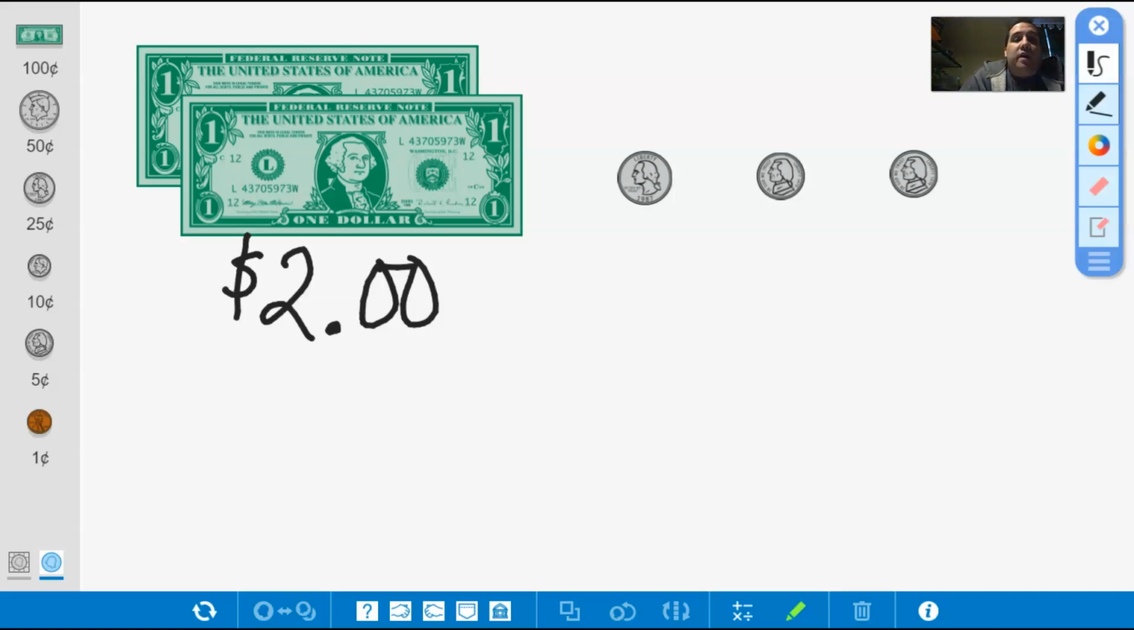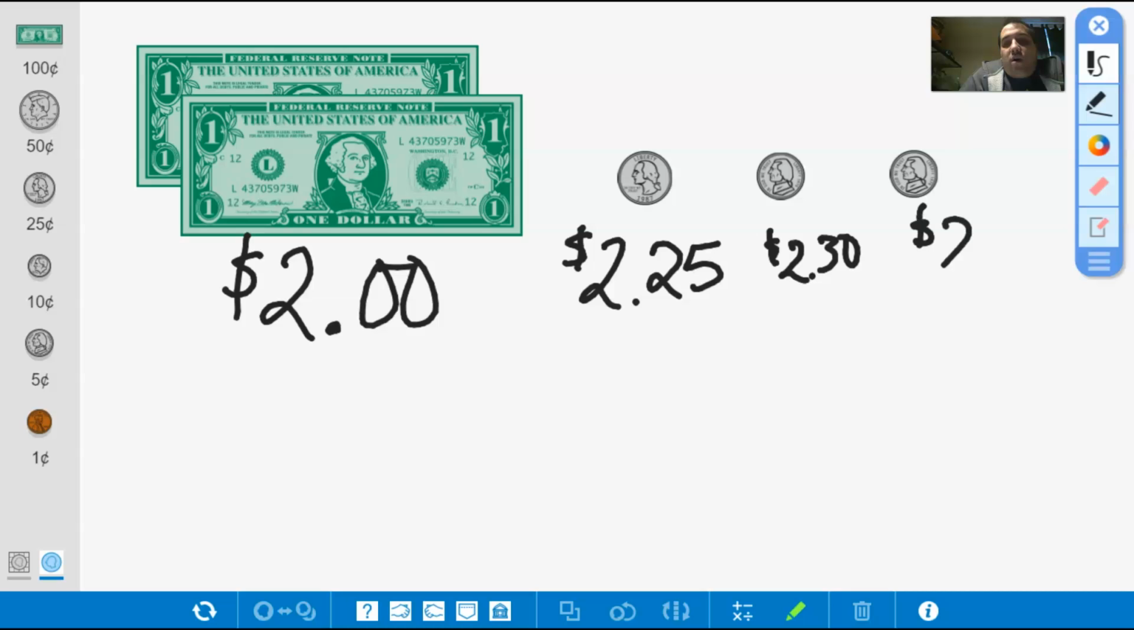Now, how much money do I have with the $2 and the quarter? Remember, I'm going to add the quarter to this. So now I have $2.25. This is part of a dollar. These are a whole dollar. Now I add a nickel. So now I have $2.30. And I add the last nickel, and that would make our total $2.35.